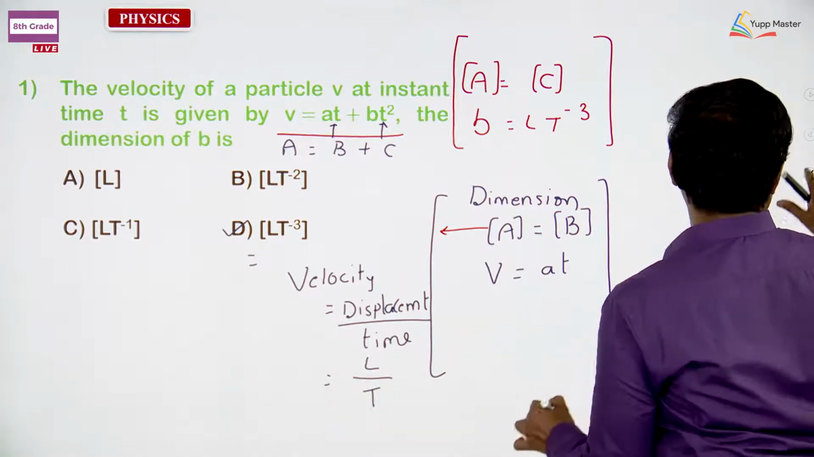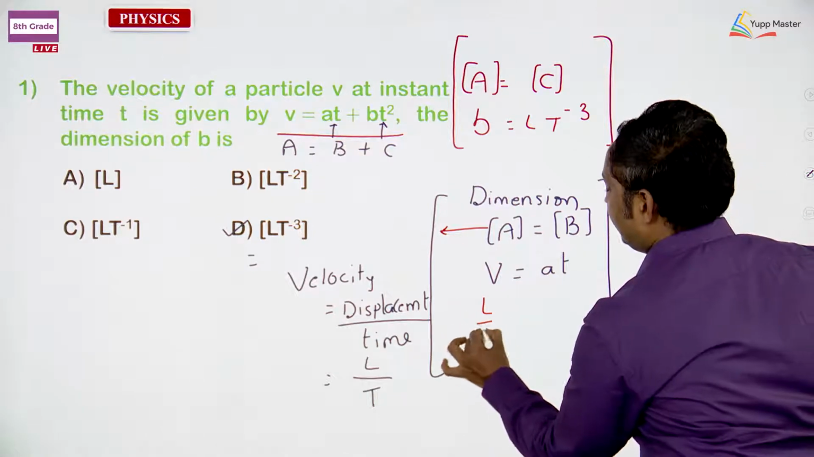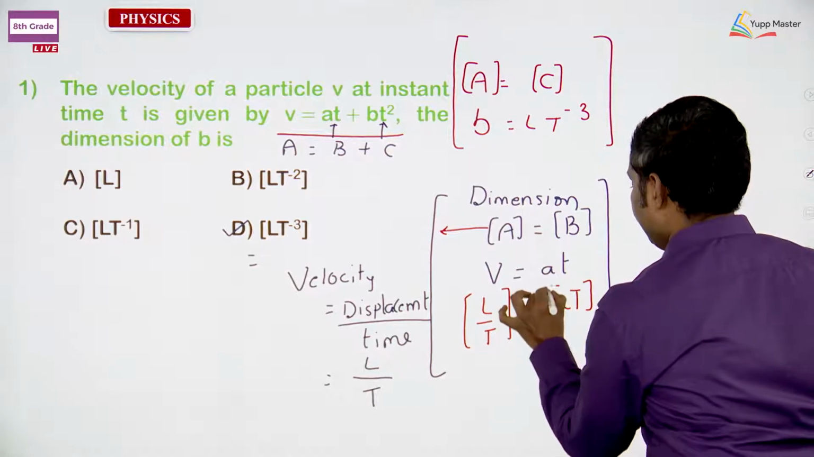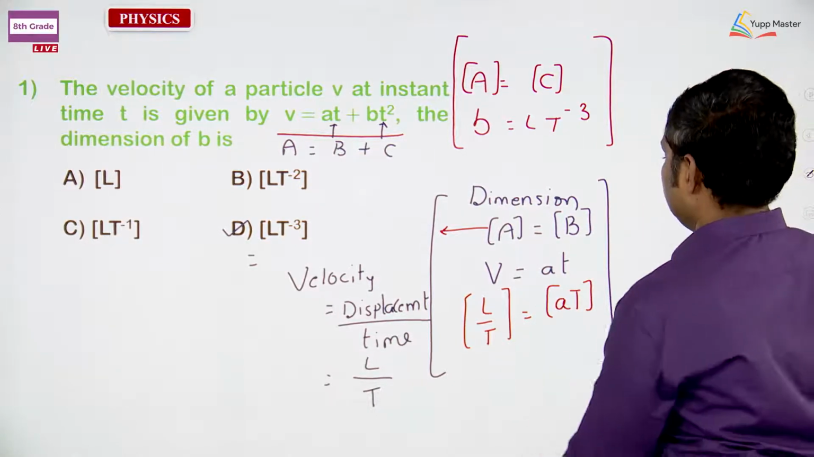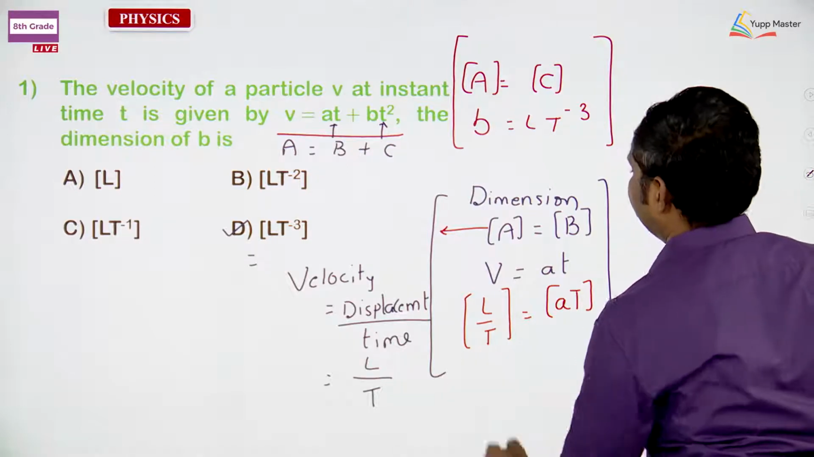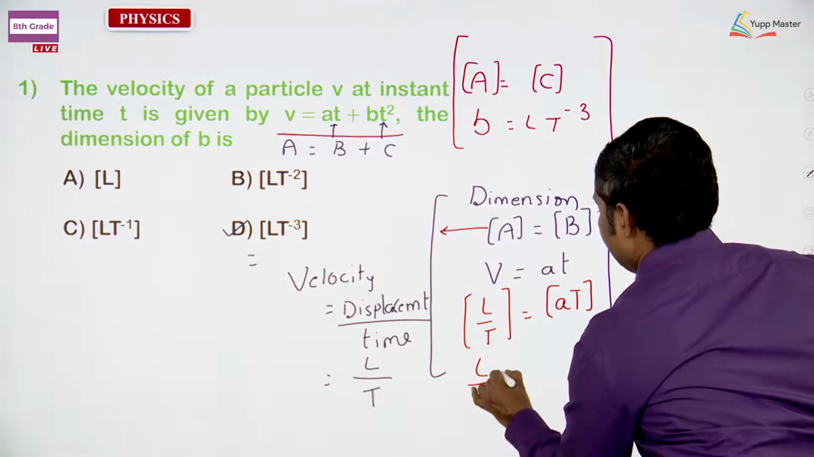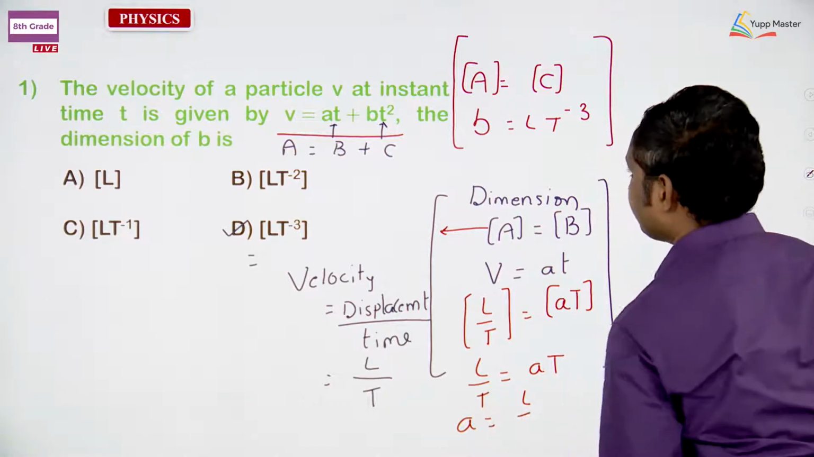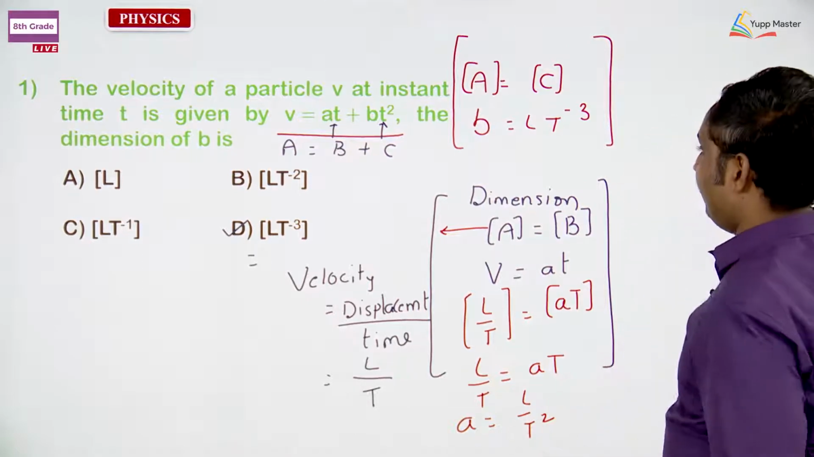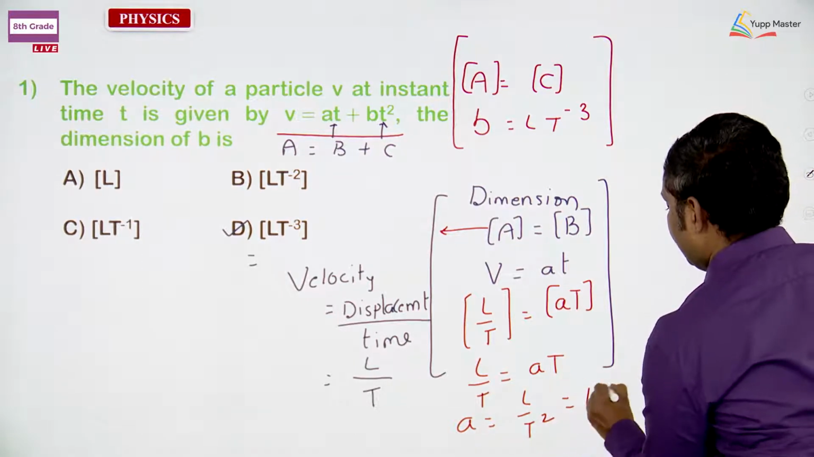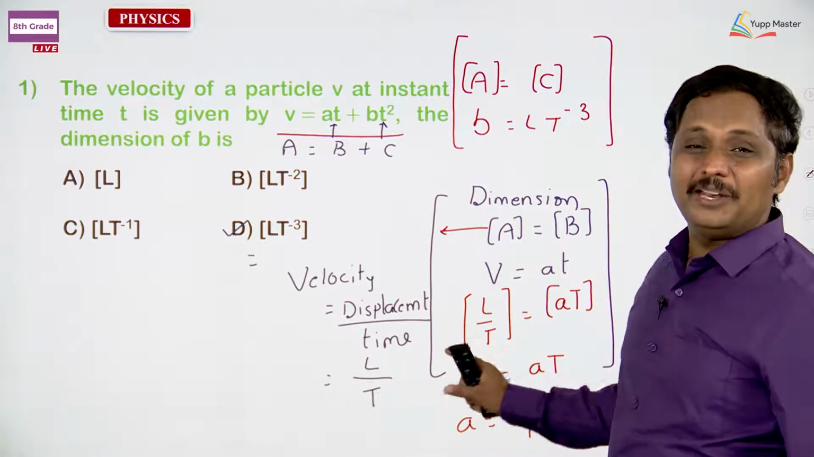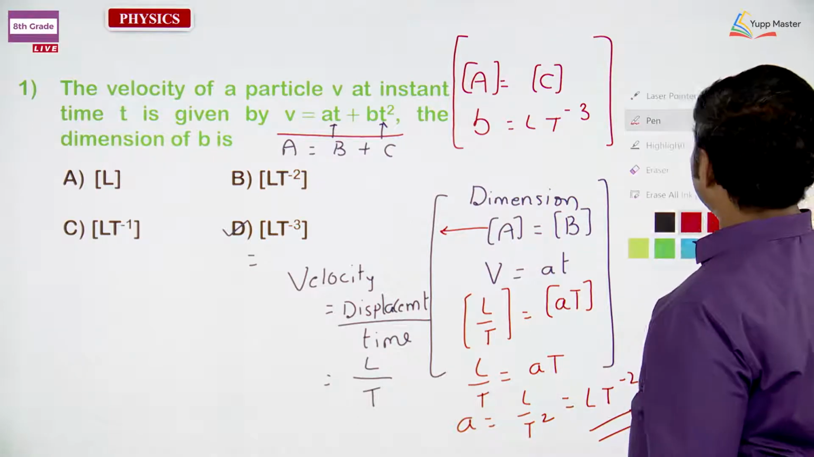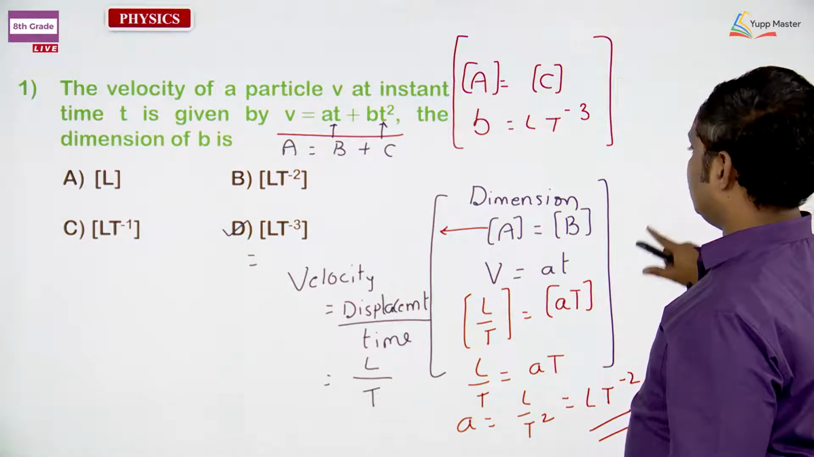So, you can write down L by T is equal to A into T. Just use this one. Now, it is very clear that L by T is equal to AT, therefore A is equal to L by T square. So, that is L T minus 2. That constant has been evaluated, that is L by T square. So, finally, how will you check that? Let us have that checking.